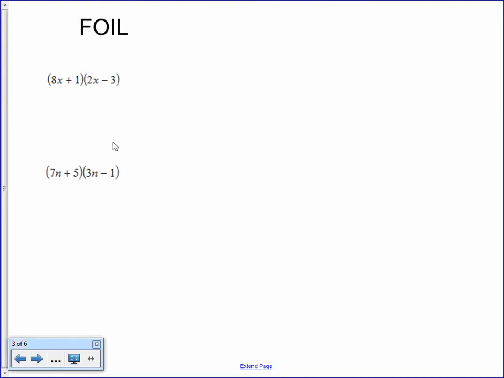So anyway, going on. Here we're going to get to foiling. Now, what happens when we multiply a binomial times a binomial?